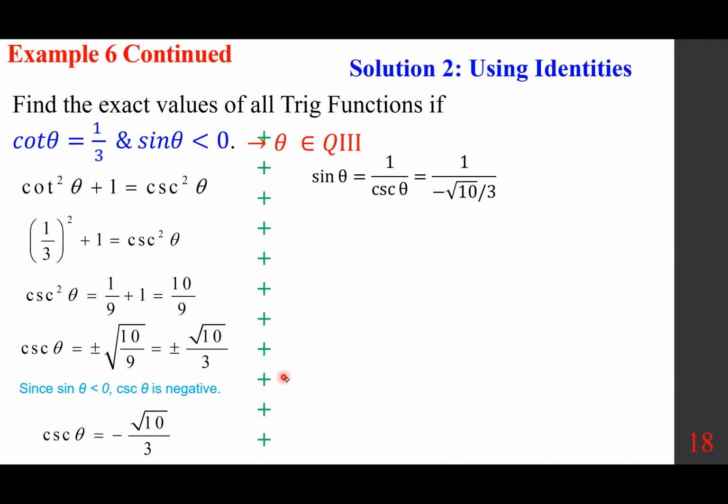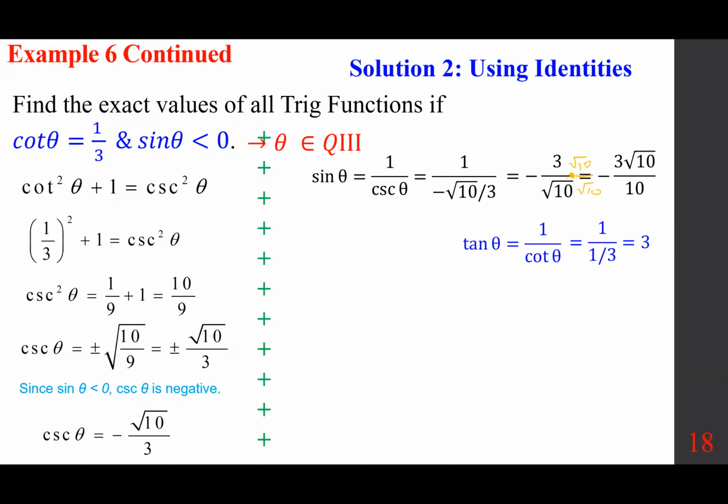So 3 comes up. And then if you multiply by square root of 10 over square root of 10, I can quickly show you. So right here, you can multiply by the square root of 10 over square root of 10. And that's your sine. As for tangent, it is the reciprocal of 1/3, which is 3.